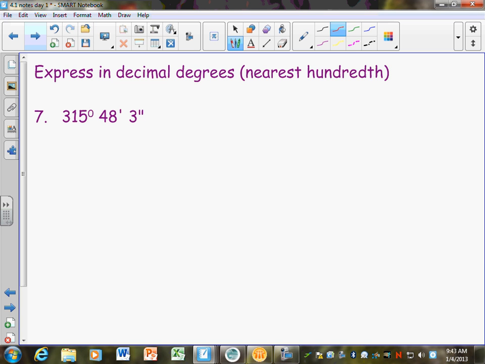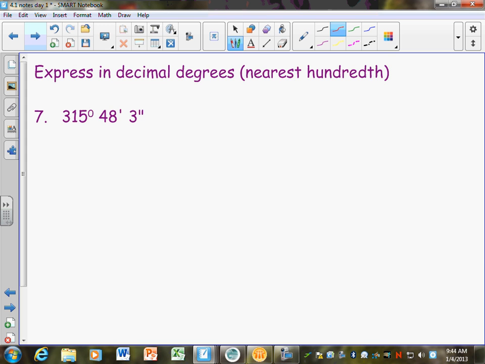This is the last one. Pick one that wasn't going to be just perfect, like a half, so we could actually work some conversions out here. But now we're going the other way. They're giving you the degrees, minutes, seconds, 315 degrees, 48 minutes, and 3 seconds, and really it's just about doing the conversion here.